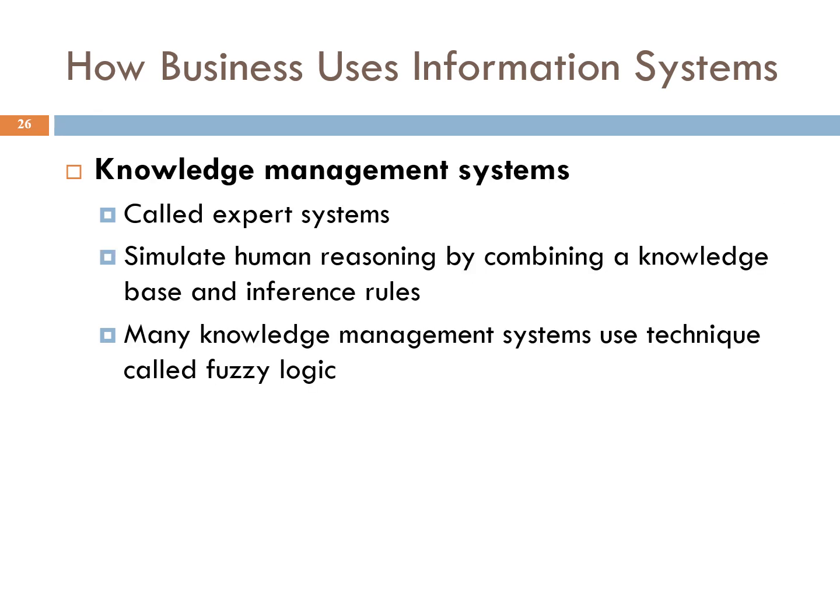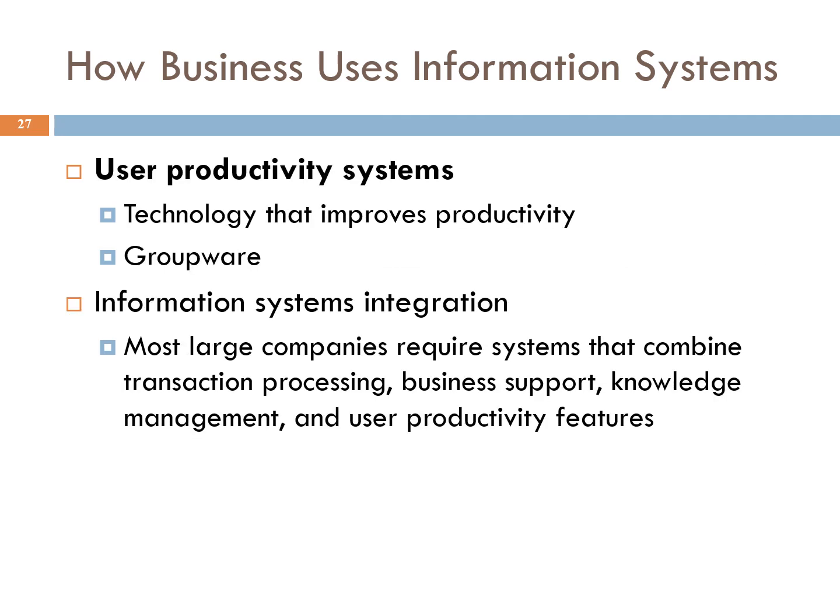Knowledge management system, sometimes called expert system, can give human reasoning and can give advice to top management based on the knowledge and also the rules given to the system. User productivity system can be any system that can support productivity.